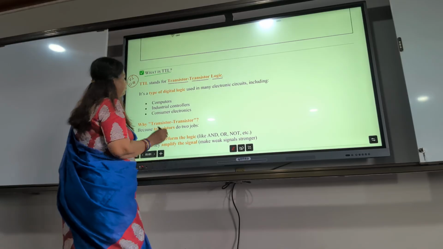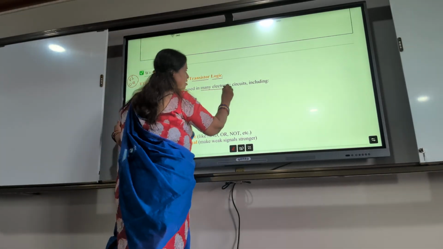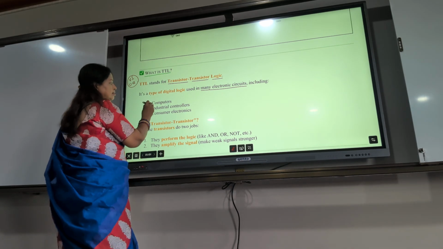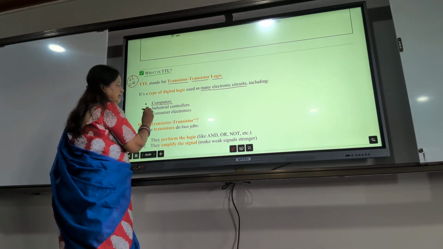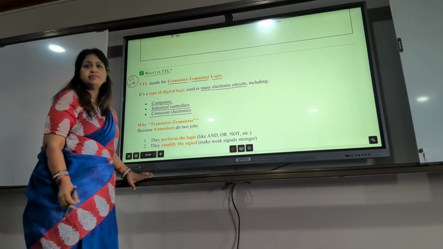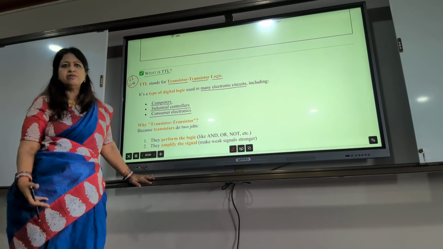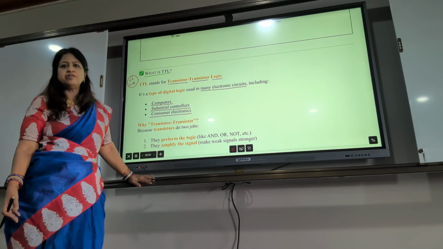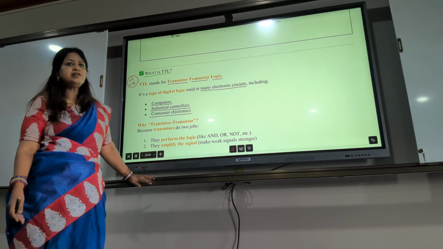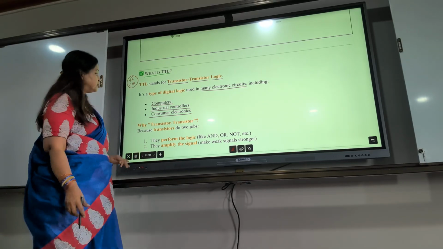transistor-transistor logic. It is a type of digital logic used in daily electronic circuits like computers, industrial controllers, and consumer electronics. Whatever you use, a washing machine or any consumer electronics, everywhere transistor logic is very widely used. That is why it's a very important question.